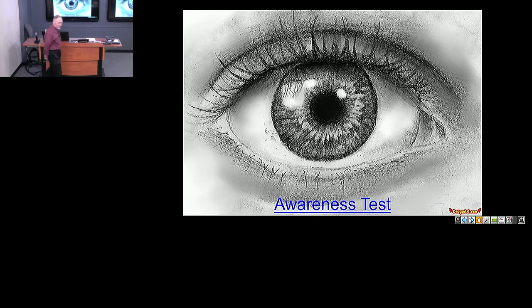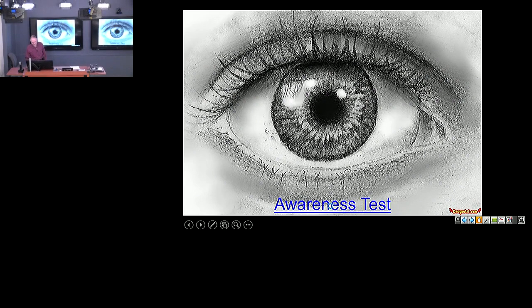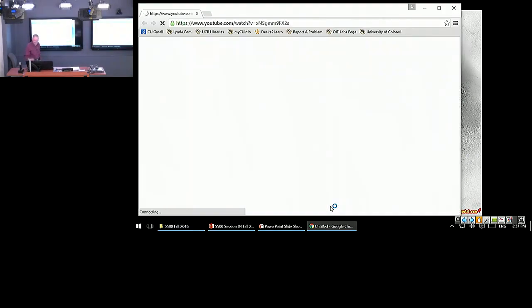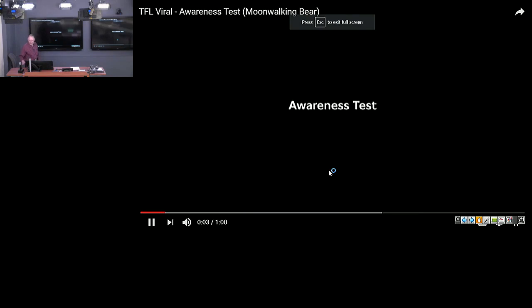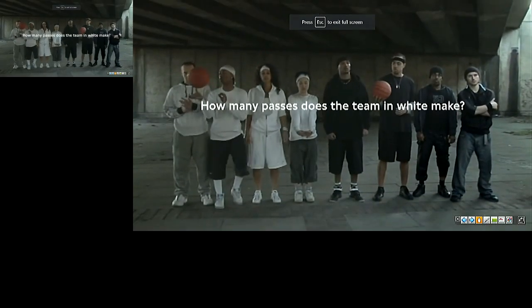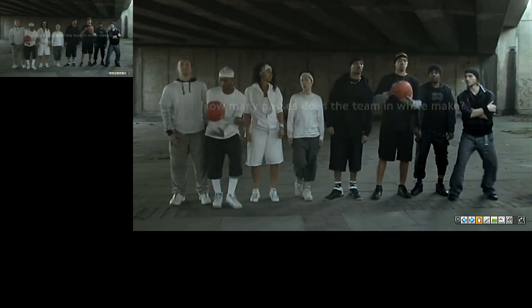So let's give you an awareness test. Has anybody seen this awareness test? If you have, don't say anything. This is an awareness test. How many passes does the team in white make? Go!